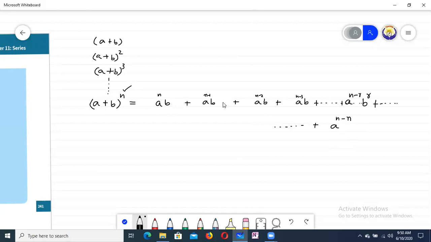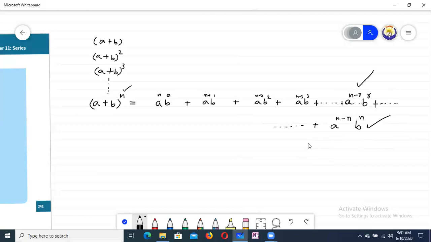Start from n and decrease up to 0. Then here will be b raised to the power 0 and it will increase gradually by 1. b raised to the power 1 here. Then here will be b squared. Here will be b cubed. And so on. Here will be a raised to the power n minus r, b raised to the power r. This we can say is the general term or the middle term. And at the end, b raised to the power n, starting from 0, 1, 2, 3 up to n. This is the last term of the binomial expansion.